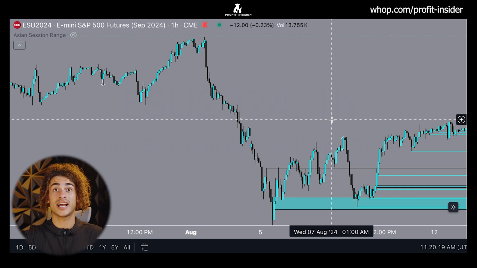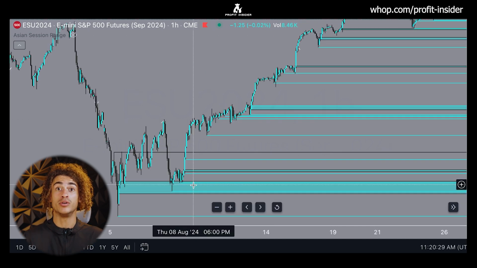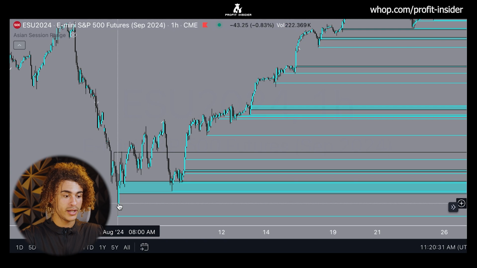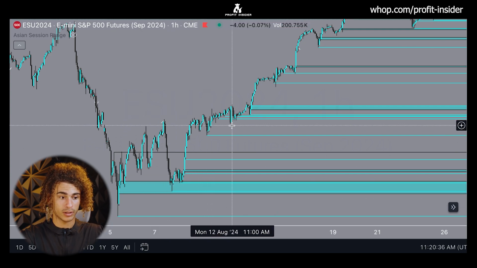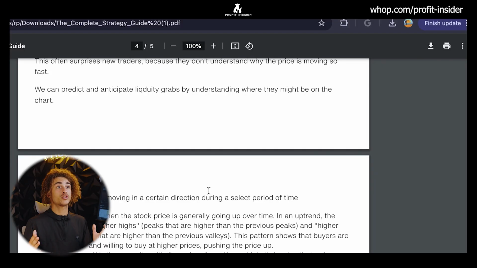An uptrend is the exact opposite. You're looking for higher lows and higher highs. Right here, you can see that we have a beautiful example of an uptrend. We have a low, then we have a higher low, higher high, higher low, higher high, higher low, higher high, and then so on. As a trader, it's extremely important to be aware of what trend you're currently in so that you can make the best possible decisions.